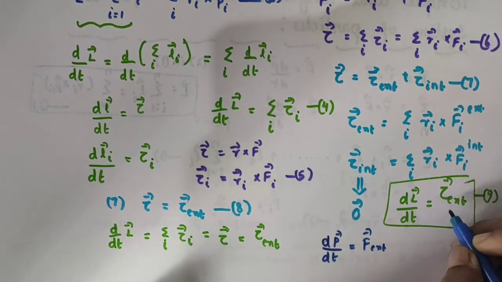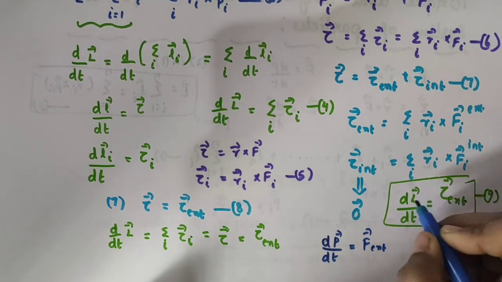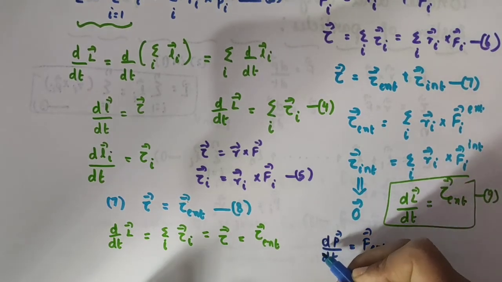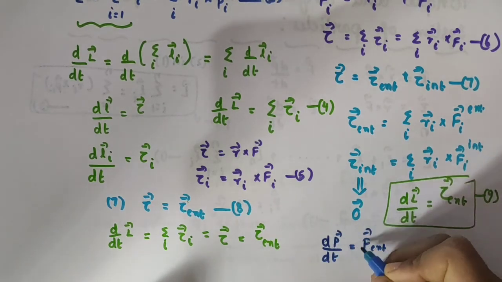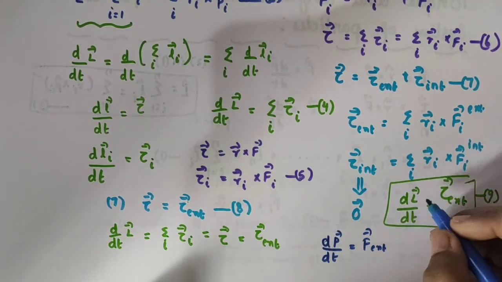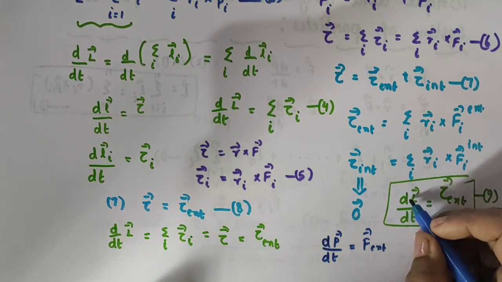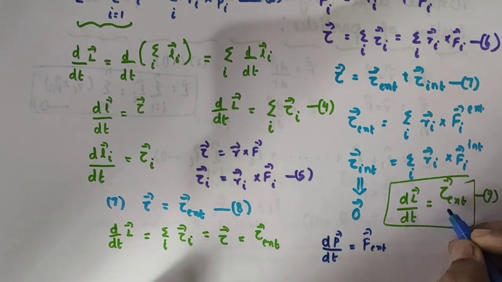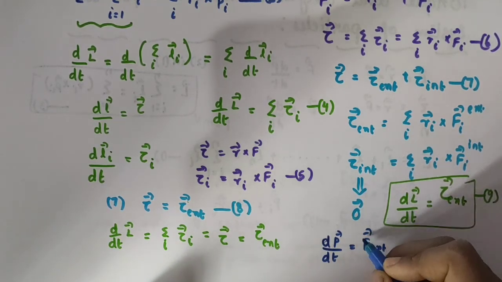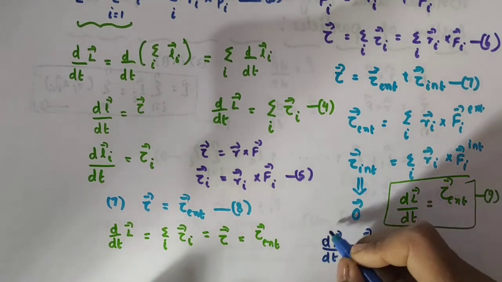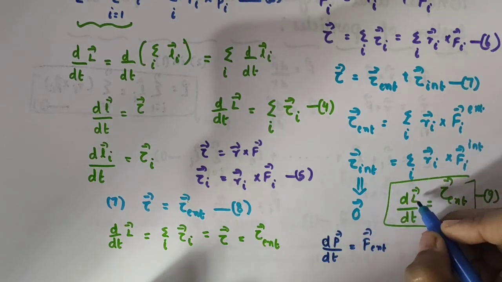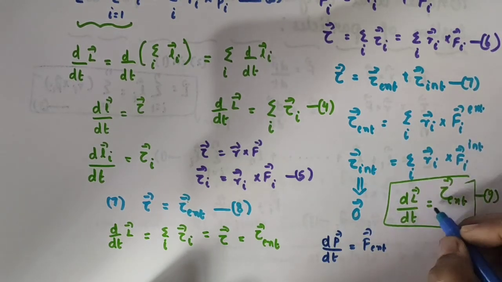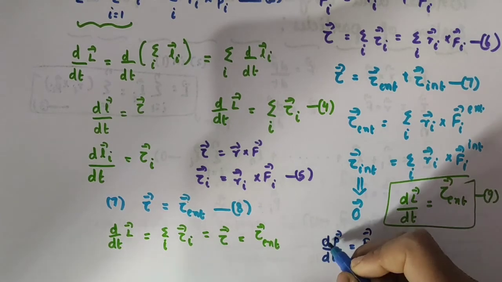Equation number 9 is the rotational analog of this equation. For translational motion, we have the rate of change of linear momentum as vector f external. In rotational motion, we have the rate of change of angular momentum as vector tau external. Torque is the rotational analog of force. So from Newton's second law of motion in translational motion, we have this equation, and equation number 9 is its rotational analog.